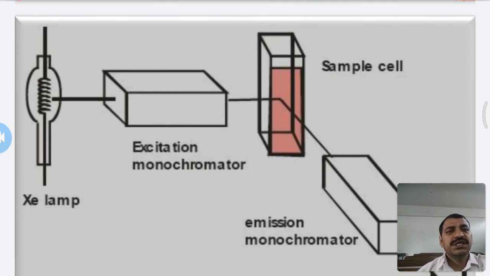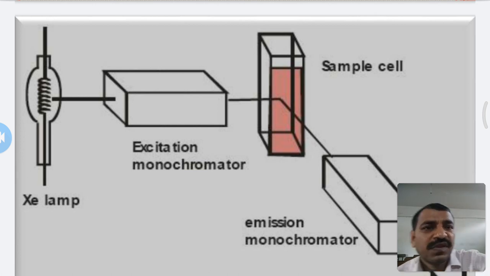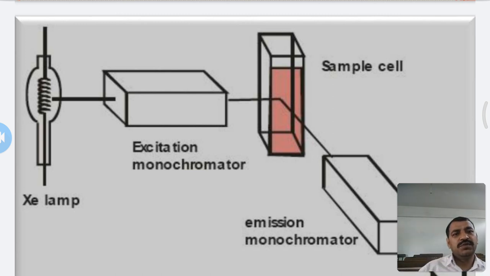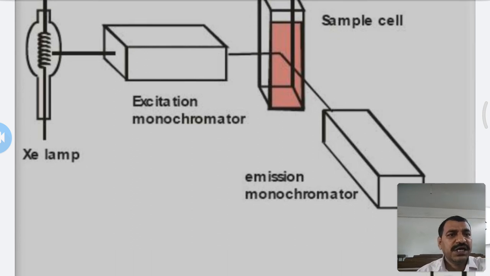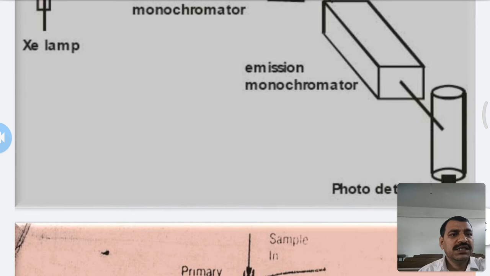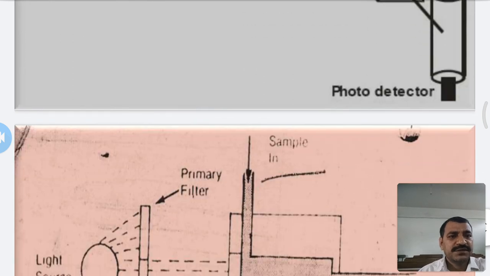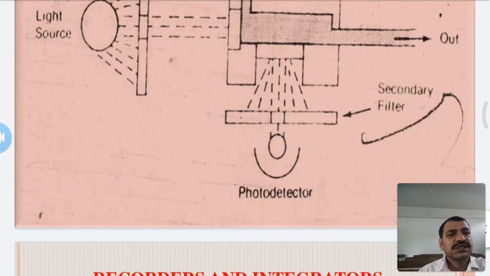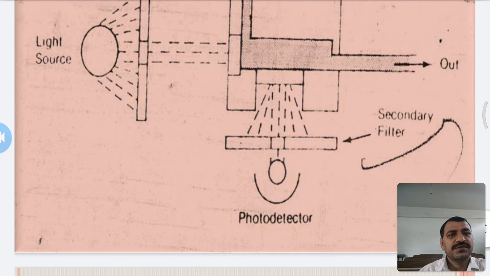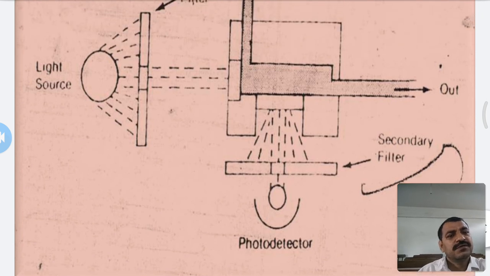So here we represent the fluorescent type of detector. Here a xenon lamp is used as the source of light, and then the light passes through a monochromator. It filters the proper light, which falls on the sample, and then the sample goes to the emission monochromator, and then the photo detector. Okay, so this is the diagrammatic representation of the fluorescent detector.